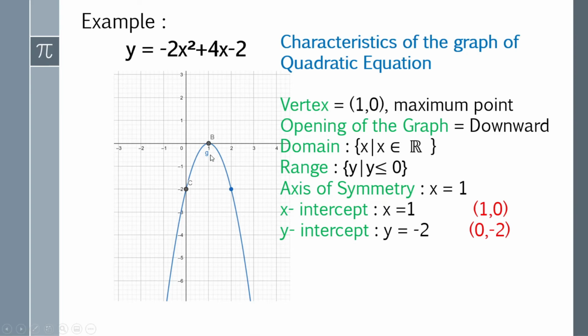So, ang domain, automatic all real numbers. Ang symmetry natin is positive 1. Ito yung naghahati sa parabola. X-intercept, 1, 0. Ito pa rin kasi ito lang point tumama. And the y-intercept, 0, negative 2. So, dito dumaan yung graph natin sa point na yan.